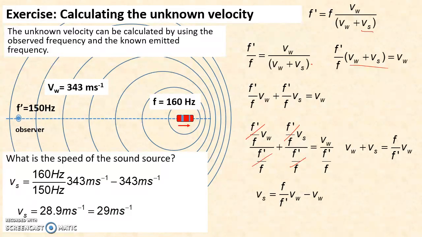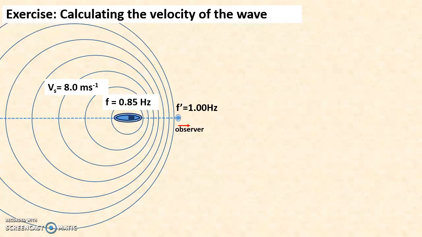Well, let's look at another example. So this one here is a boat, and it's traveling towards the observer. In this case, we don't know how fast the waves are traveling in the sea. The boat, as it rocks up and down, is producing waves. It's moving at a frequency of 0.85 hertz, but the observer notices a frequency of 1 hertz. The velocity of the boat is 8 meters per second. So if we take all of those three, we want to find out what VW is.